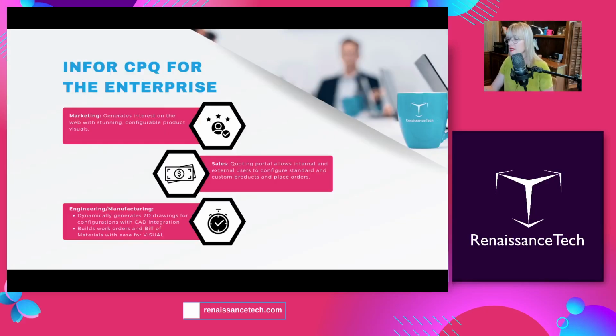So where we see Infor CPQ as being completely different, honestly, is that it is built for the enterprise entirely. So it's not just for a segment. It's not just for your engineers to be able to go in and configure a product. It's to support your entire enterprise throughout any kind of quoting and ordering process. So I like to talk about that starting with marketing, being an interest generation tool that you can have out on your website if you want to really stand out from the crowd.